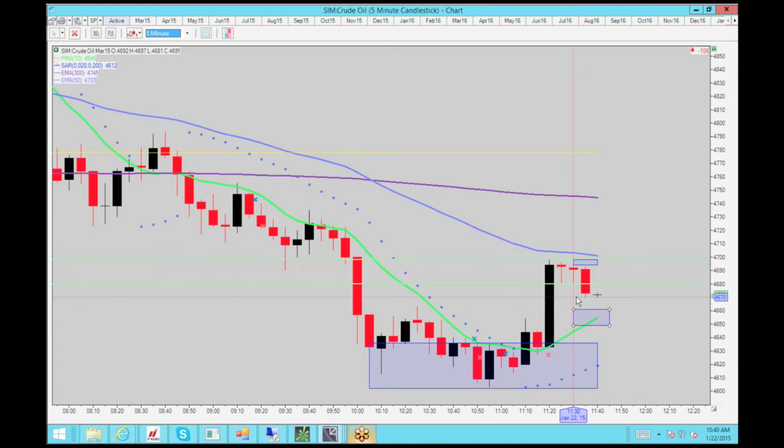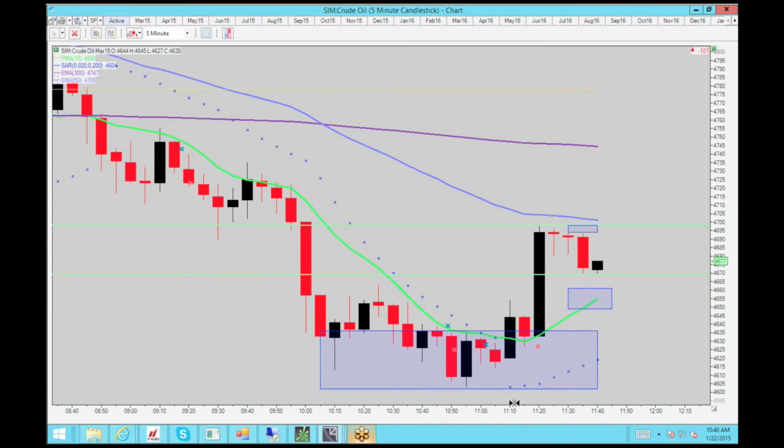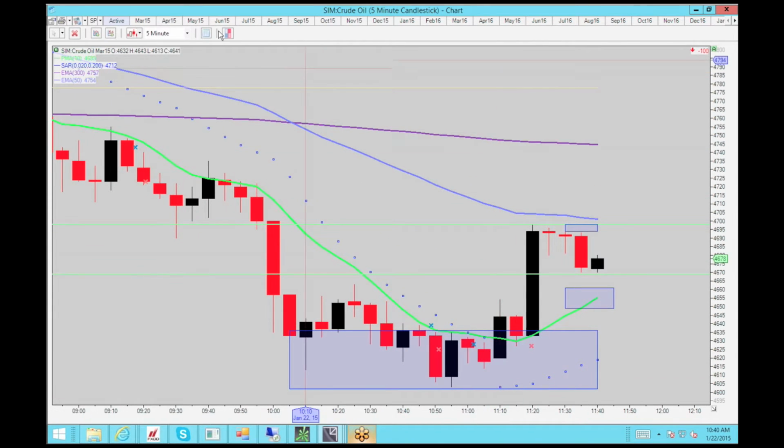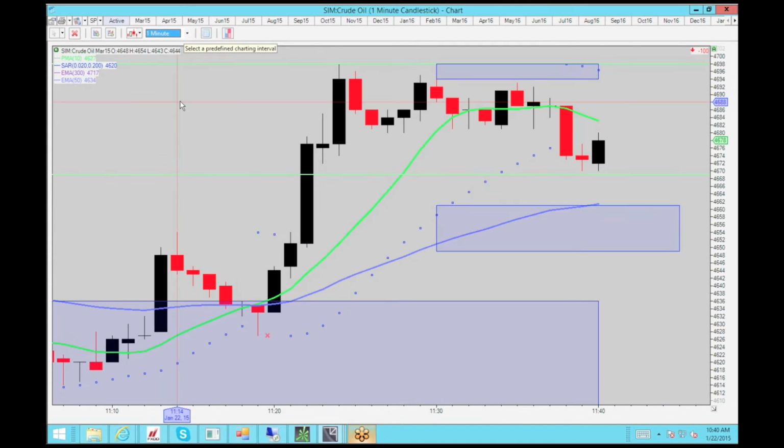So if we take this line here, oops. If you go to 1 minute, you'll see what I'm talking about. Now this moving average is going to act as resistance. It's going to push it lower.